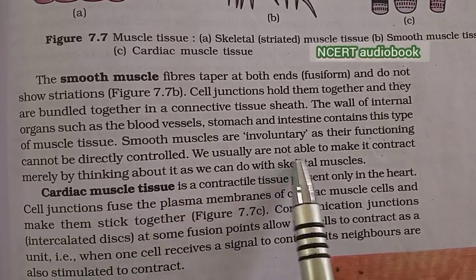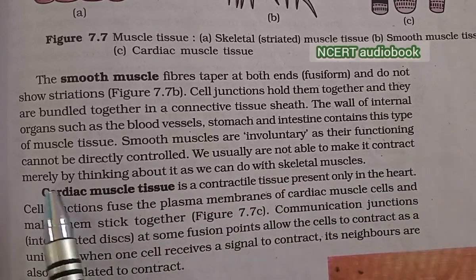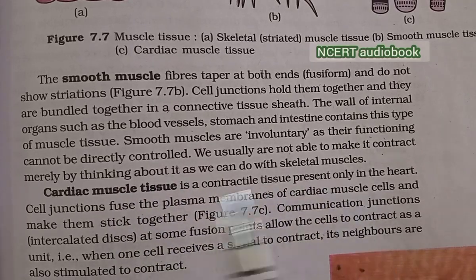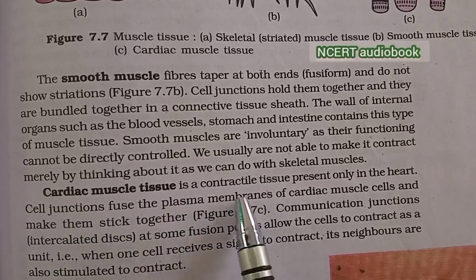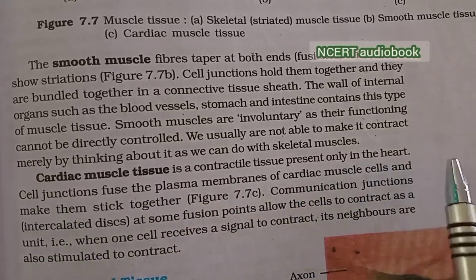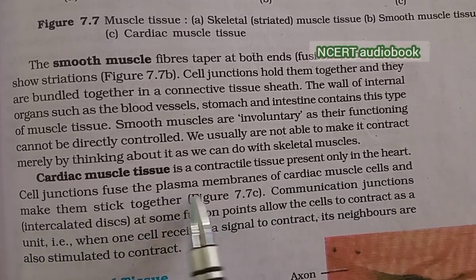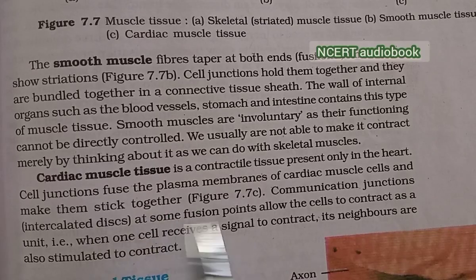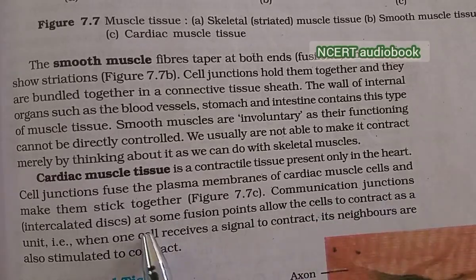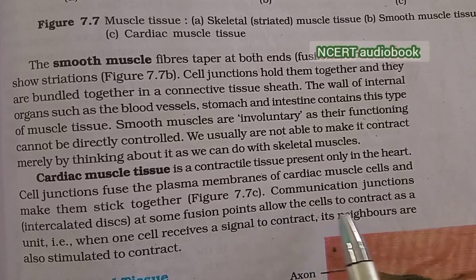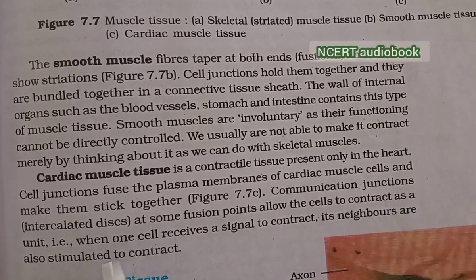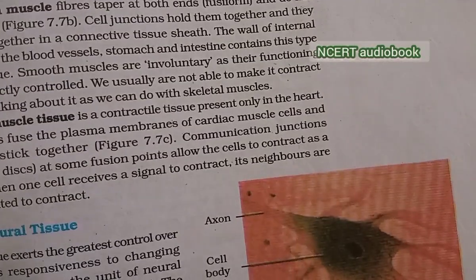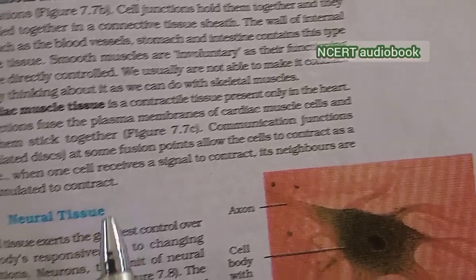We usually are not able to make it contract merely by thinking about it, as we can do with skeletal muscles. Cardiac muscle tissue is the contractile tissue present only in the heart. Cell junctions fuse the plasma membranes of cardiac muscle cells and make them stick together. Communicating junctions at the fusion points allow the cells to contract as a unit. When one cell receives a signal to contract, its neighbors are also stimulated to contract.